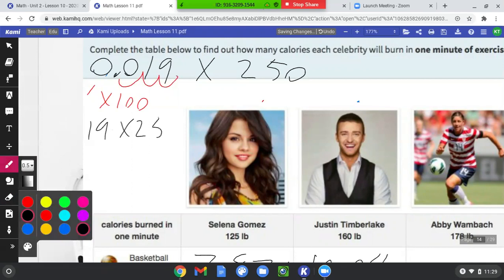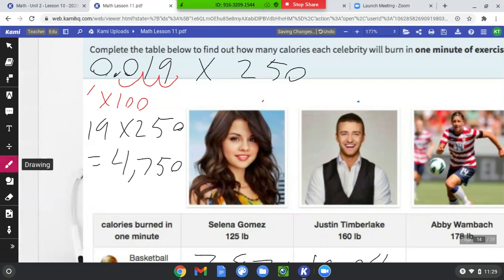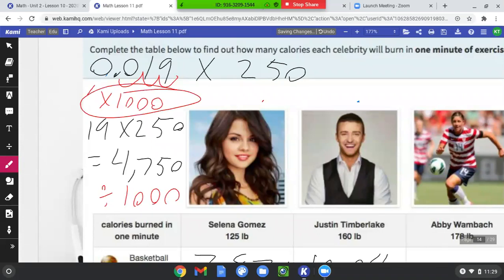times 250, which equals, you need to show your work on your homework, on your exit ticket. No work, no credit. 4,750. Am I done? Y'all know the drill. You're never done. I'm going to divide by 1,000 because I multiplied by 1,000 up here. I increased three place values. Now I'm going to put it back in the original place value. So 1, 2, 3.